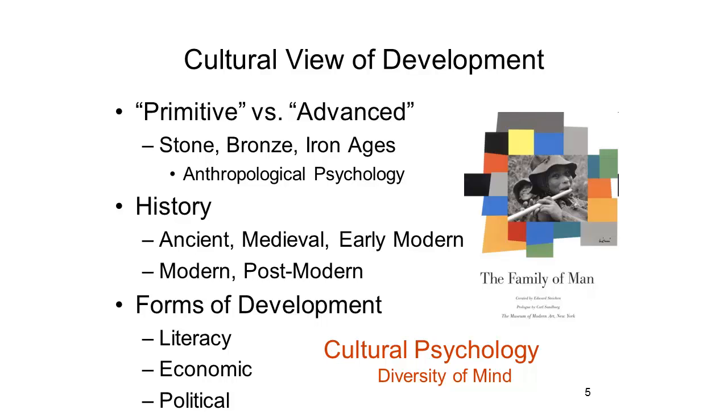This is represented in its early form in what's known as anthropological psychology, which tries to describe what the so-called primitive mind is like. This is actually an offshoot of 19th century European colonialism, which often sought to contrast the so-called advanced minds of the European colonists and the so-called primitive minds of those they colonized.